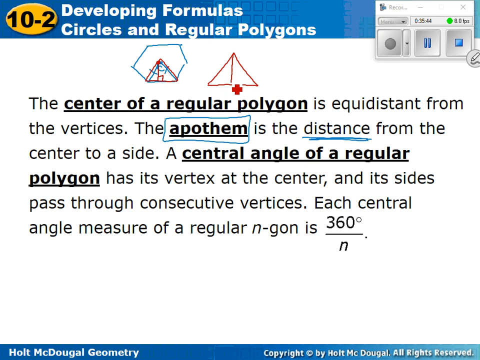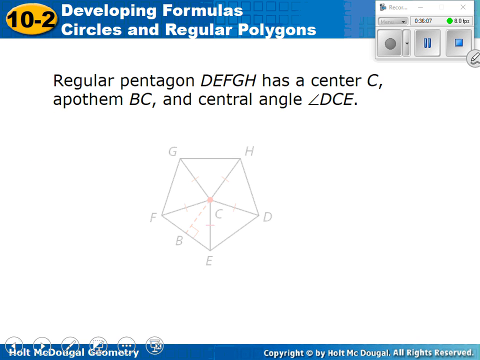If this is my apothem, what is the apothem the same as in a triangle? The altitude, which is the height. So the apothem is just a fancy word for the height of a triangle inside your regular polygon. Okay? But we're going to call it apothem. So the apothem could go from the center to any side. So if you look at this next picture in your notes, notice they've drawn the apothem here.